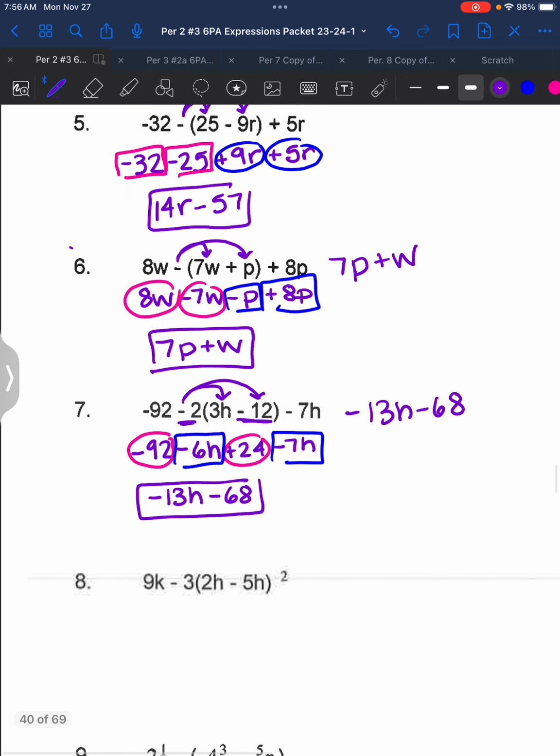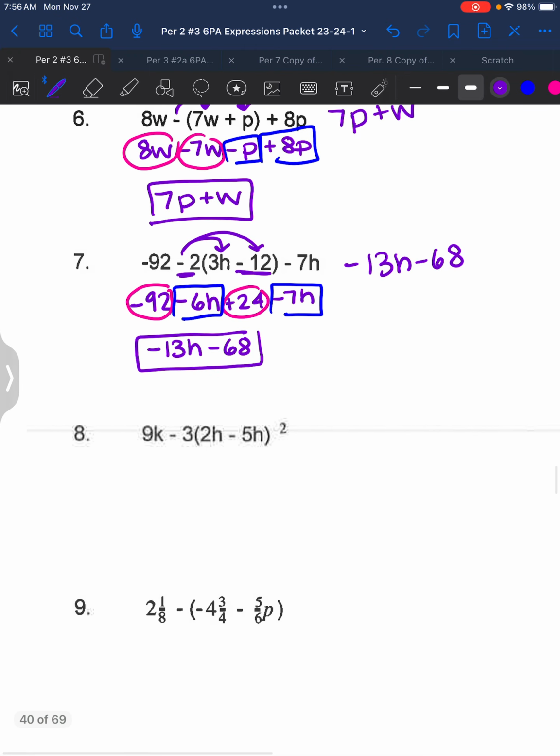All right. On number 8, this parentheses right there, that's a really gross mark. There we go. That looks a little bit better. This parentheses right there might throw some people off with the exponent. But if you notice that 2h and negative 5h are like terms, the problem is going to become a lot easier. Go ahead and give this problem a try. Pause the video. Come back when you're ready to check.